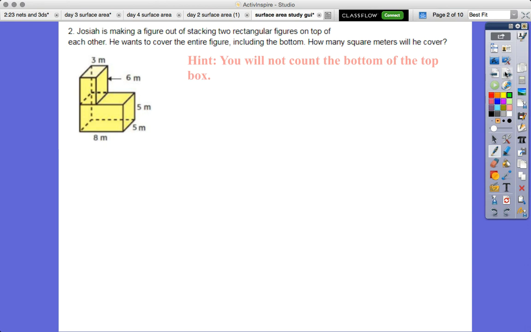Number 2 says that Josiah is making a figure out of stacking 2 rectangular figures on top of each other. He wants to cover the entire figure, including the bottom. How many square meters will he cover? So the first thing that I'm going to deal with is this top box right here. I'm going to find the sides of it first, the left and the right side. So I know that the height is 6, and I can tell by this dimension right here that this is going to be 5. So area equals base times height, and area equals 5 times 6, which gives me 30.